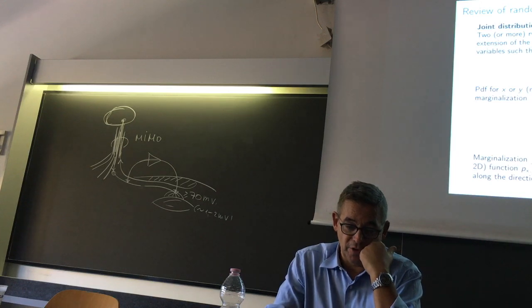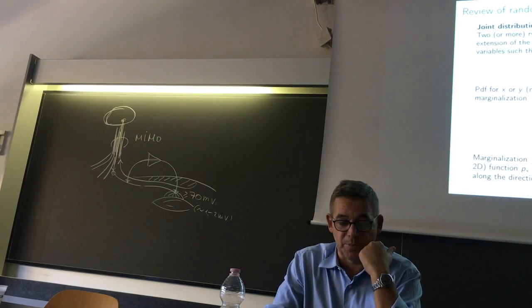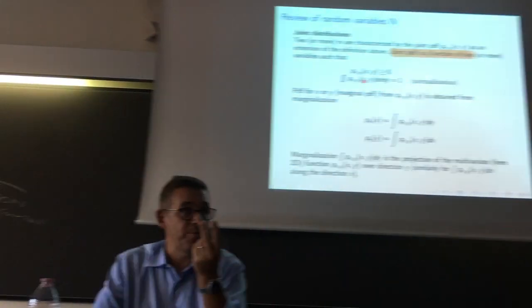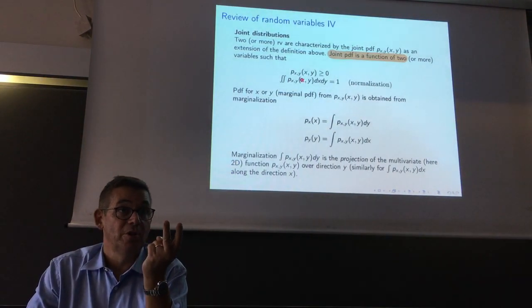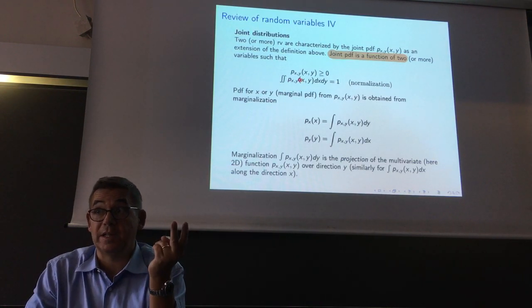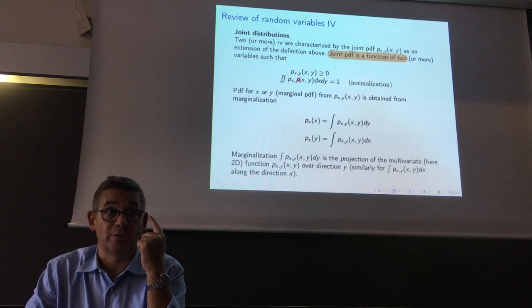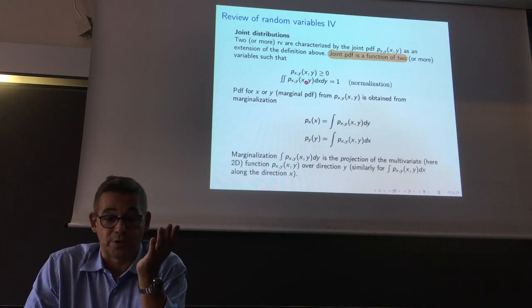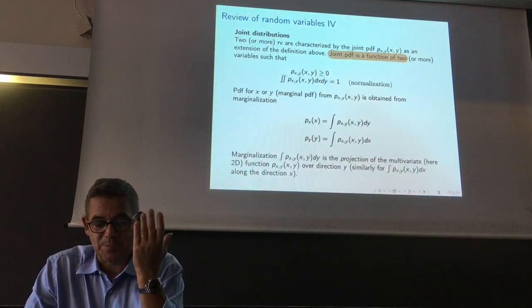Now, first of all, the property is that it is positive. And the integral in two dimensions, which is called the volume, means that the volume of the joint probability density function is normalized to 1. This is kind of obvious, but it is what I expect.